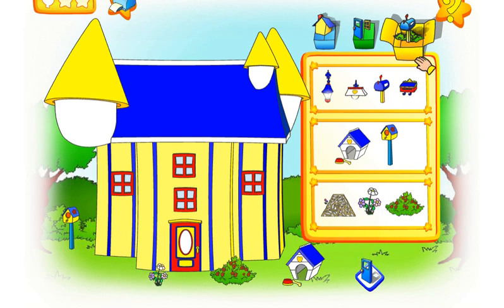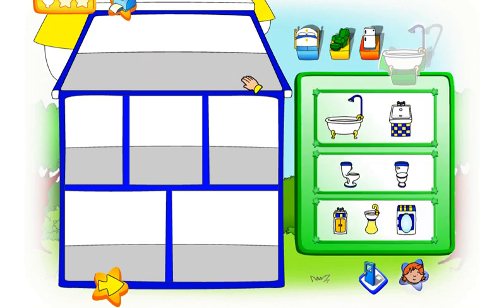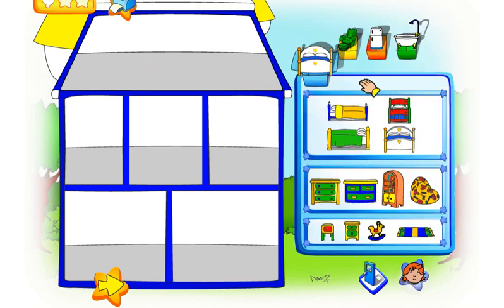Click here if you want to furnish the dollhouse. This is the inside of your house. Click on the boxes to see what's inside. The boxes contain all the furniture that you need. You can choose the objects that you like the most and place them wherever you want in the house.